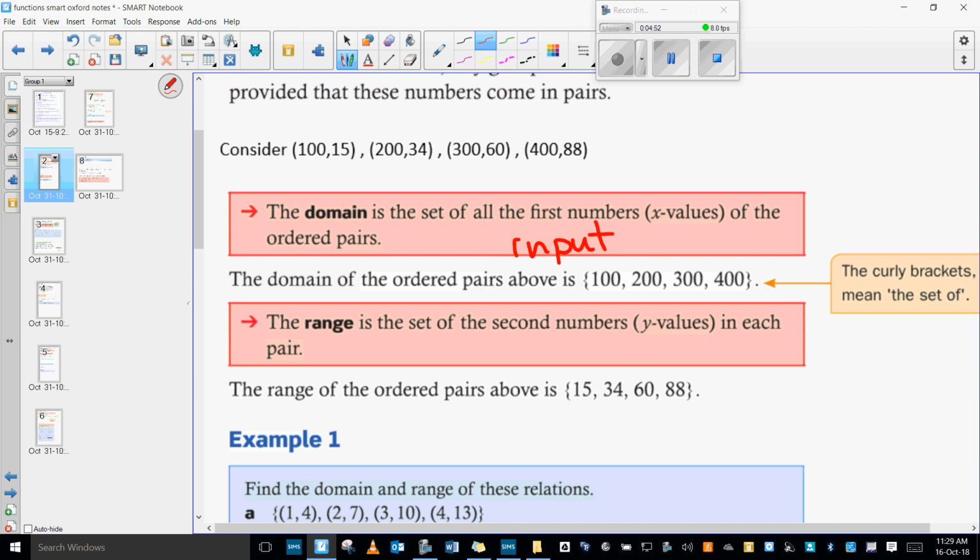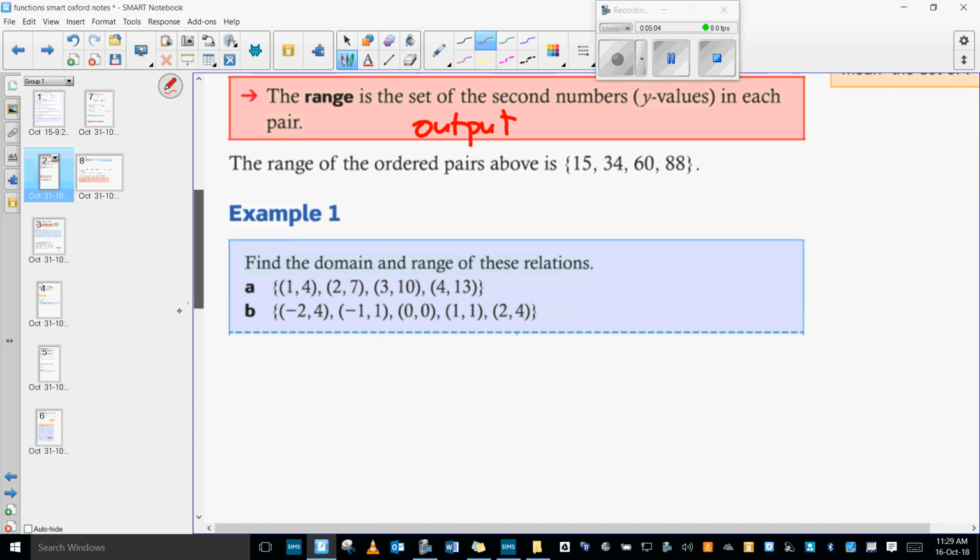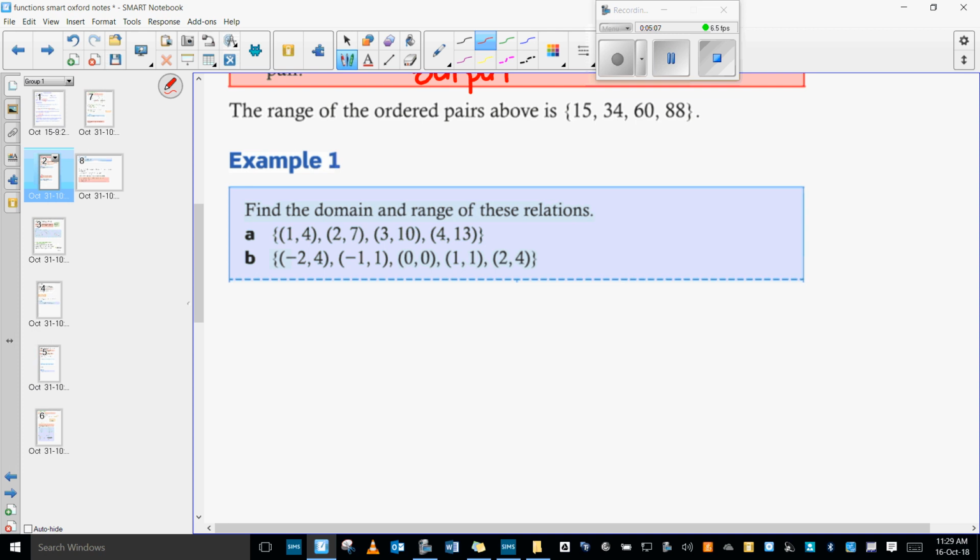The range are your y values or your output values. Okay? In other words, your answers. Find the domain and range of these relations. So A, domain. Which values are we sticking into our function? And how can we tell that we're sticking it into it?